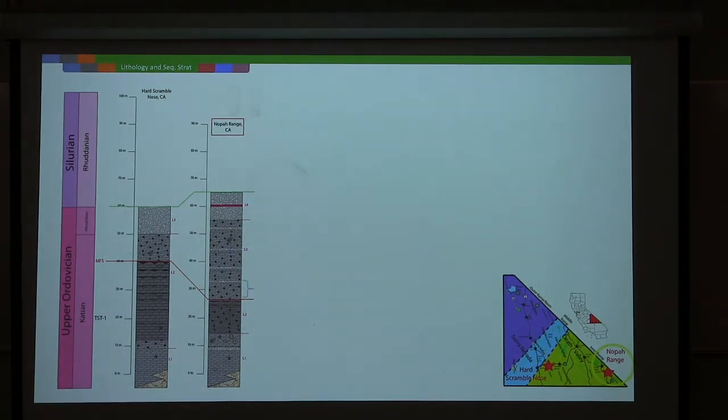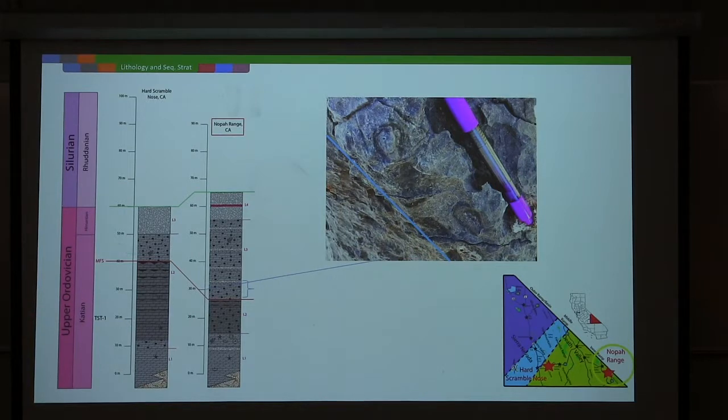Looking now at the Nopah Range above the maximum flooding surface, we're seeing these 5-meter packages or cycles. So let's take a look at what the lithology of one of those 5-meter packages would look like. At the base of one of these 5-meter cycles, we're seeing a light to medium gray skeletal dolopackstone with some remnants of chert, as you can see here by these tiny little tan to brown specks. And that's because we're at the top of one of those lithologies.